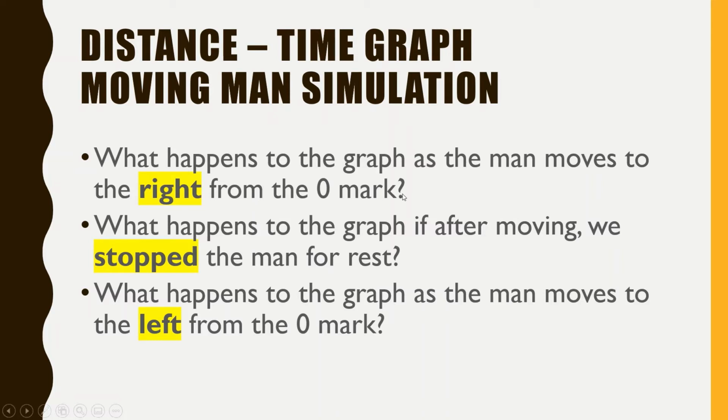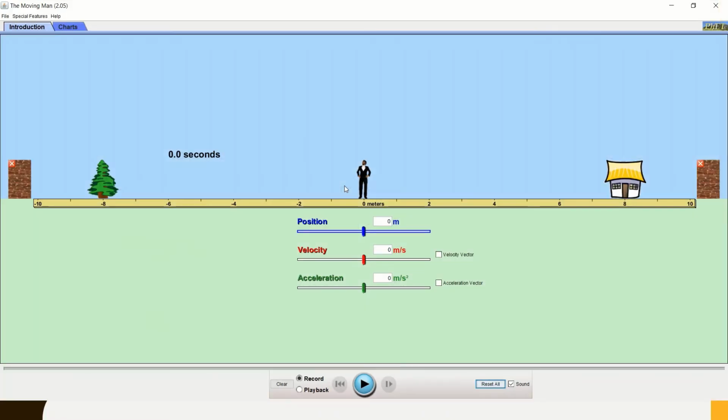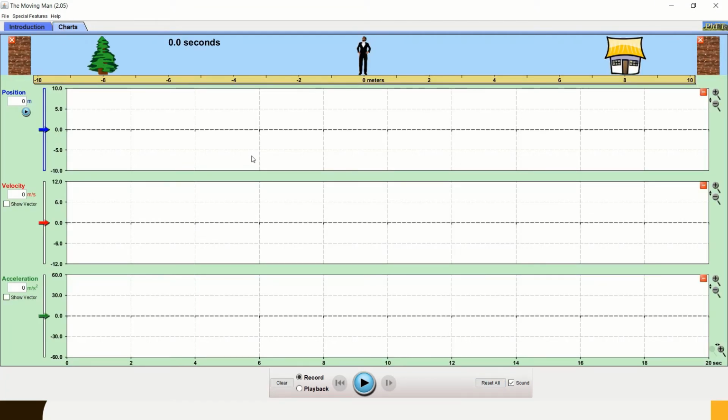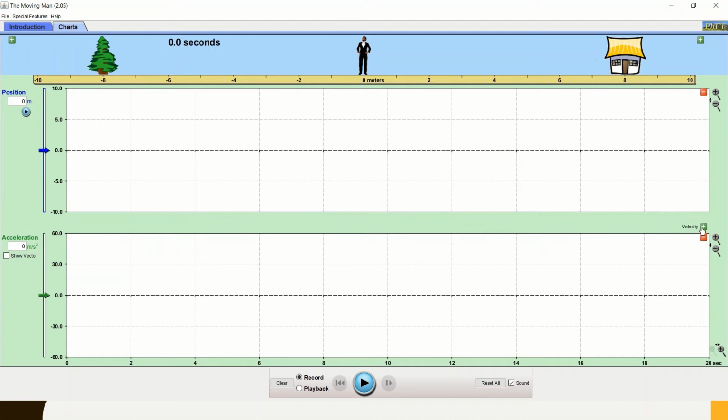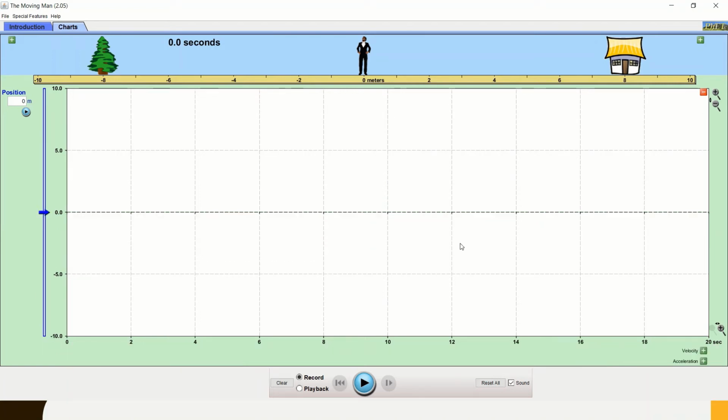Okay, let's open the simulation again. So you can see here, under charts, we're going to open this. You can see that we have three graphs: position, velocity, and acceleration. But we're going to first hide the velocity and the acceleration because our focus is the position.